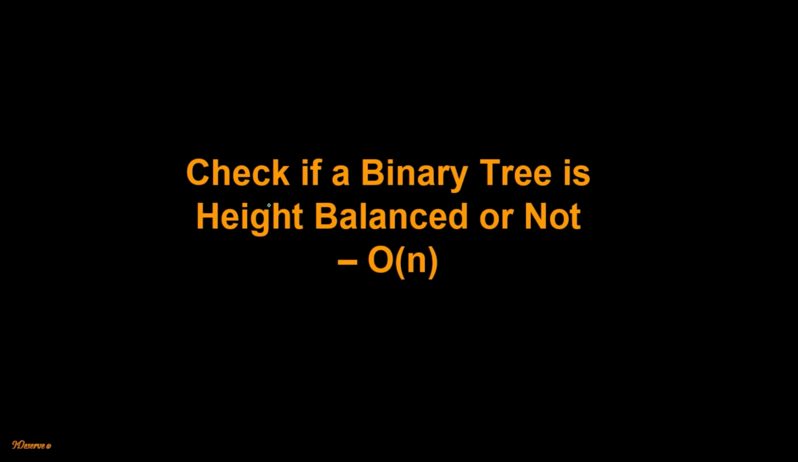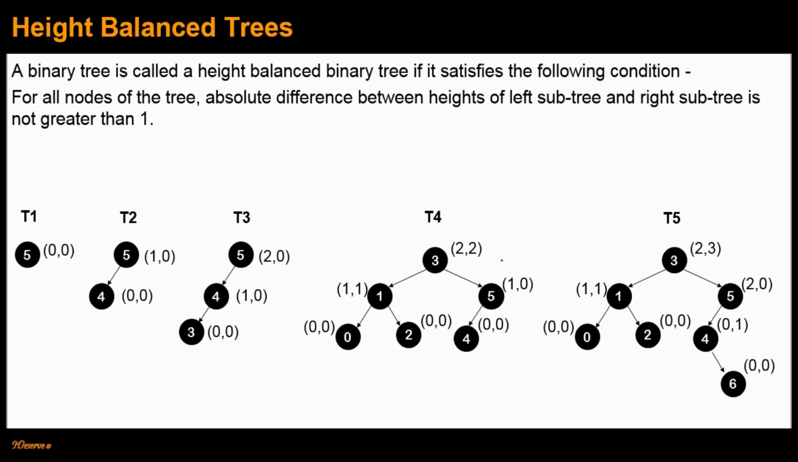Hello friends, today let's look at the algorithm of checking if a binary tree is height balanced or not. This algorithm runs in order of n time. So let's first define what is a height balanced tree. A binary tree is called height balanced tree if it satisfies the following condition. For all nodes of the tree, the absolute difference between heights of left subtree and that of right subtree should not be greater than 1.